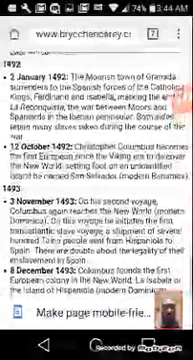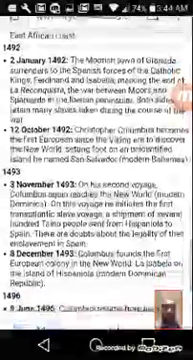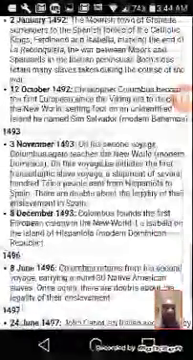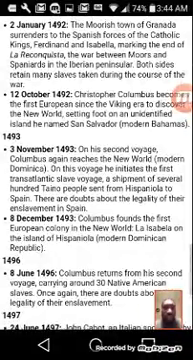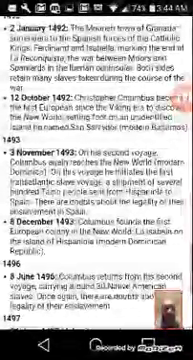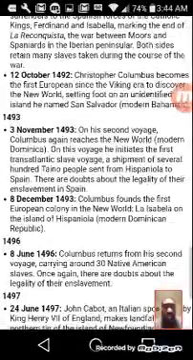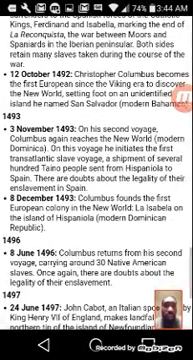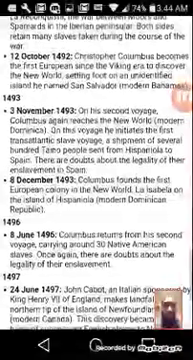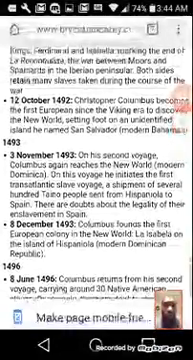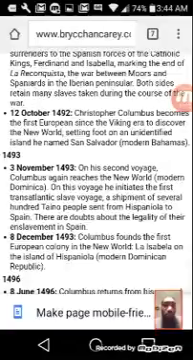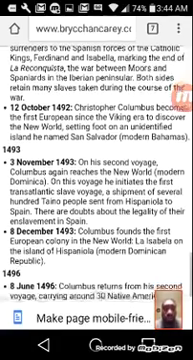1492, the 2nd of January 1492, the Moorish town of Granada surrenders to the Spanish forces of the Catholic kings Ferdinand and Isabella, marking the end of the Reconquista, the war between the Moors and Spaniards in the Iberian Peninsula. Both sides retained many slaves taken during the course of the war. Hey, and the Moors is just a byword, okay? That's all it is, okay? Because the Moors were Israelites, okay? That converted to Islam. All right.